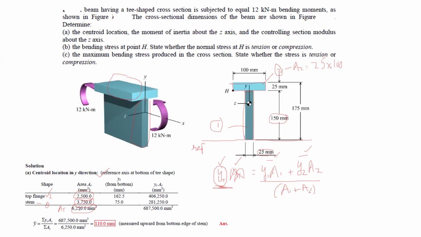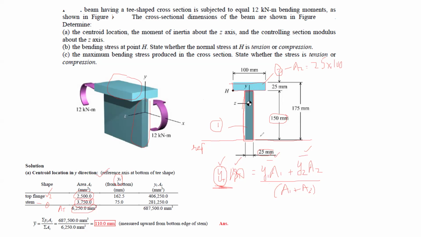Okay, then I need to figure out first the individual centroids. So students, where is the individual centroid for the first area, let's say? If there is a rectangle like this, where would be the individual centroid?